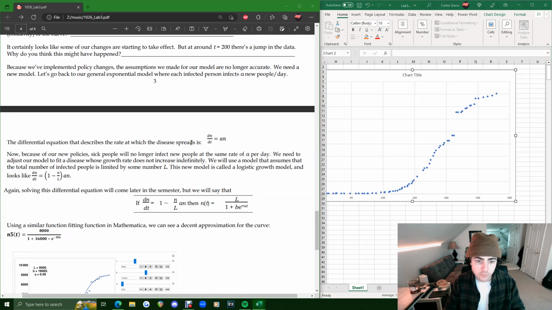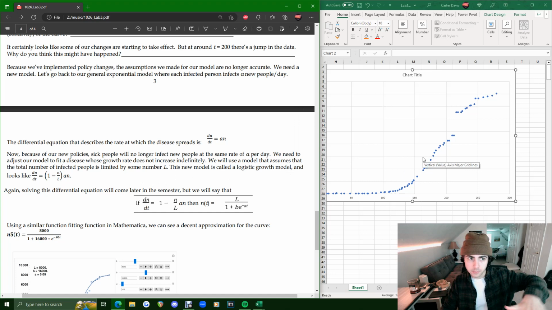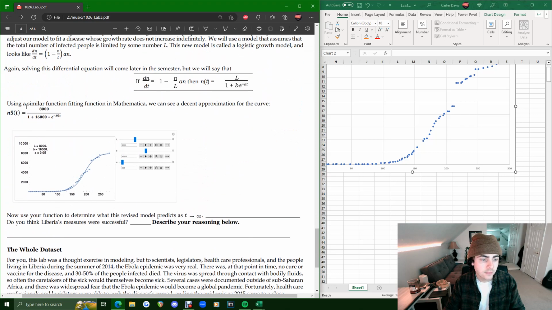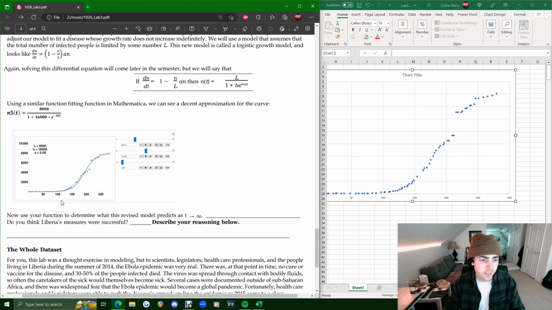So anyway, they go from talking about the exponential differential equations to logistic growth models, where something might be growing over time, but then it starts to level off at a certain value. They give us the general equations here that you might use, and they actually fit a function to the data that we can see on the right here, right? And this is a logistic growth model. Now they say use this function to determine what this revised model predicts as t goes to infinity. So here's the important part.